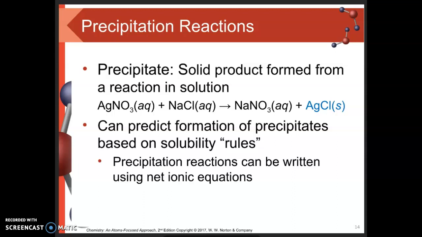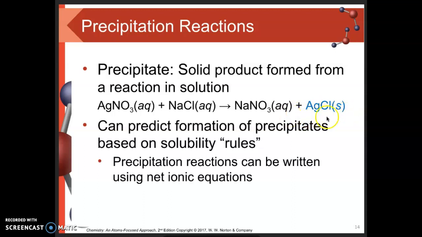Now, a common example of this is the reaction between sodium chloride, NaCl, and silver nitrate, AgNO3. If I take these two solutions, which are both clear and colorless, and put them together, what I'll end up with is a white precipitate, silver chloride, and a colorless solution, sodium nitrate. Now, we can predict the formation of precipitates from reactions like these using solubility rules. Go back to the previous look at solubility rules in the first video in this series, and you'll see how those can come into play.